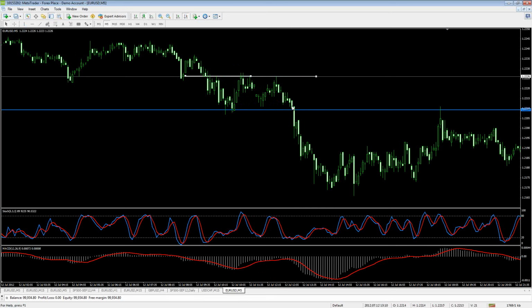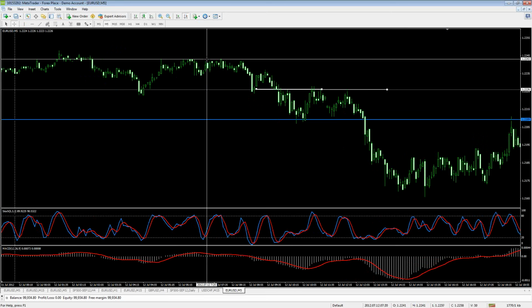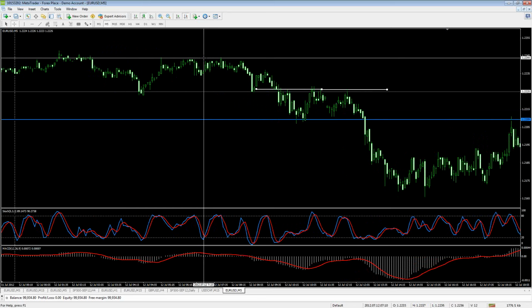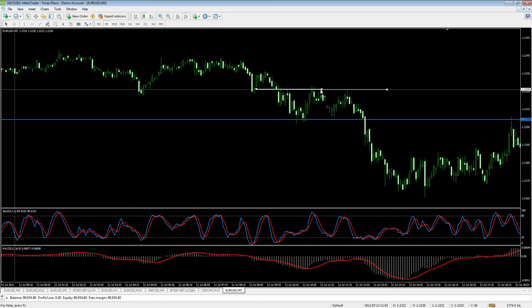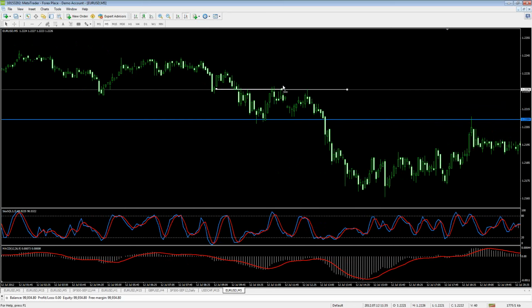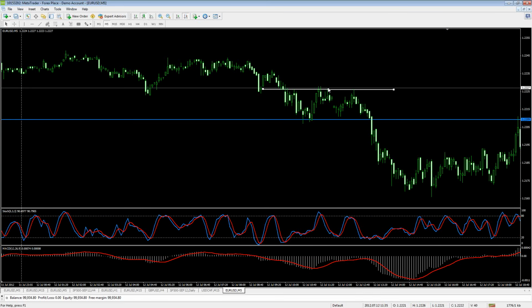Now this is not a real divergence. Here there is a potential better divergence. Okay, again for trend continuation. Just a sec.